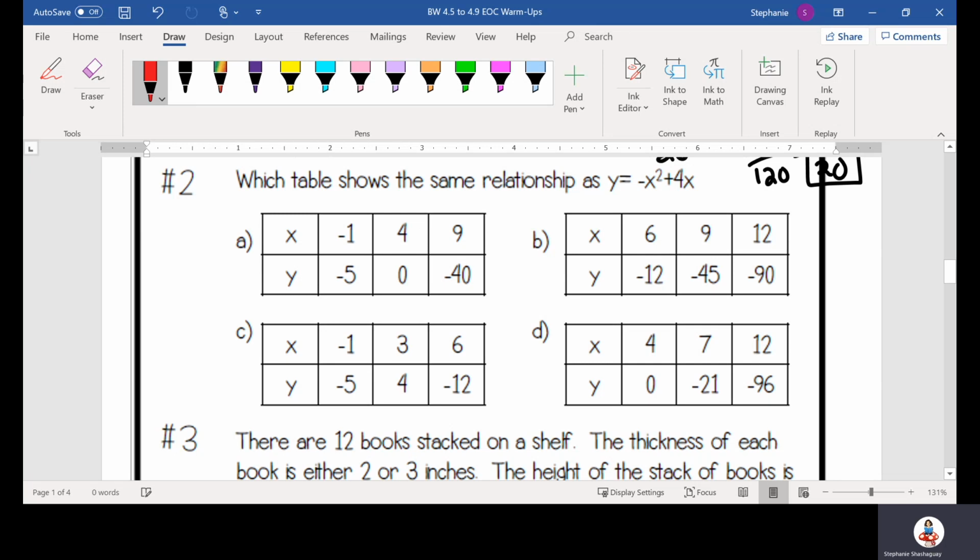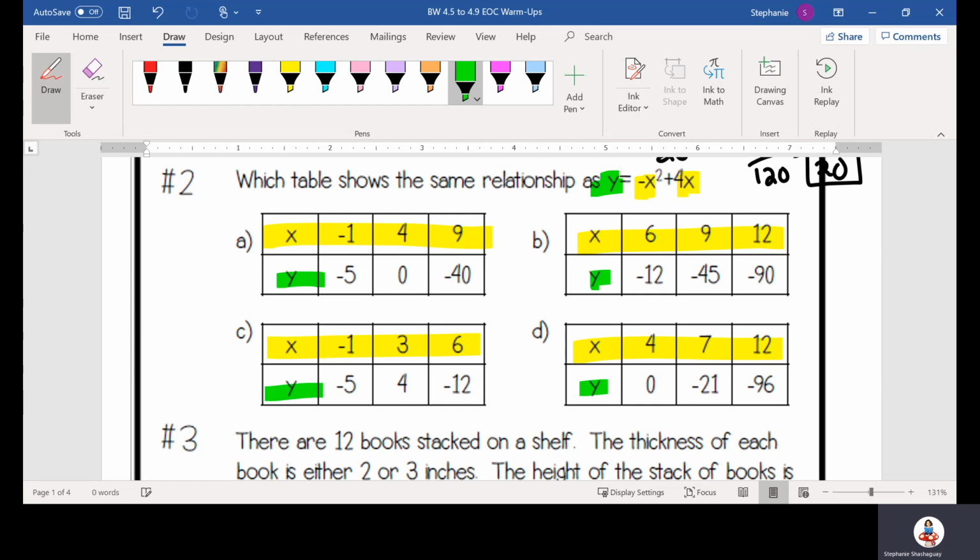Which table shows the same relationship as y equals a negative x squared plus 4x? So again, we have a bunch of x values here, and we need to solve for our y values. So anytime we have an x, we're going to plug it in and find our y. So here are our x values, and we need to compare them with the y values once we plug them in. And as soon as we find one that doesn't match, we're just going to go ahead and cross it out.